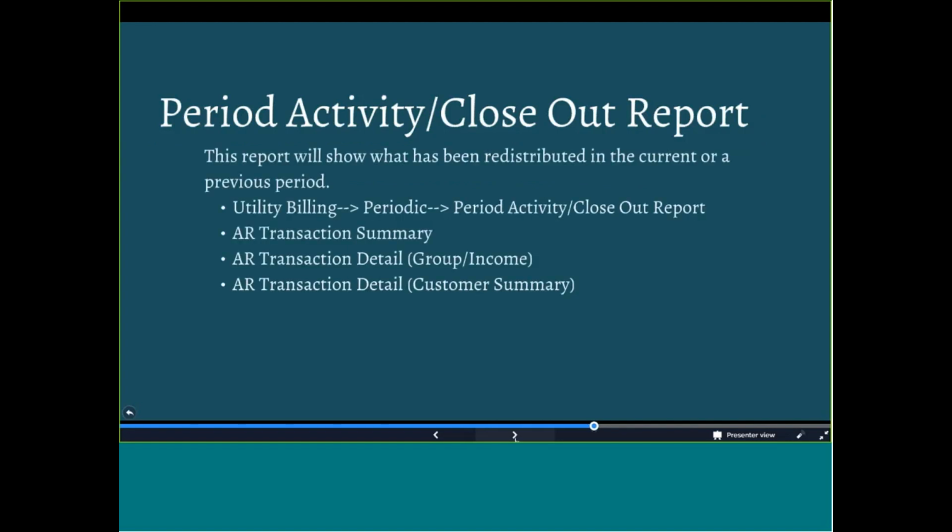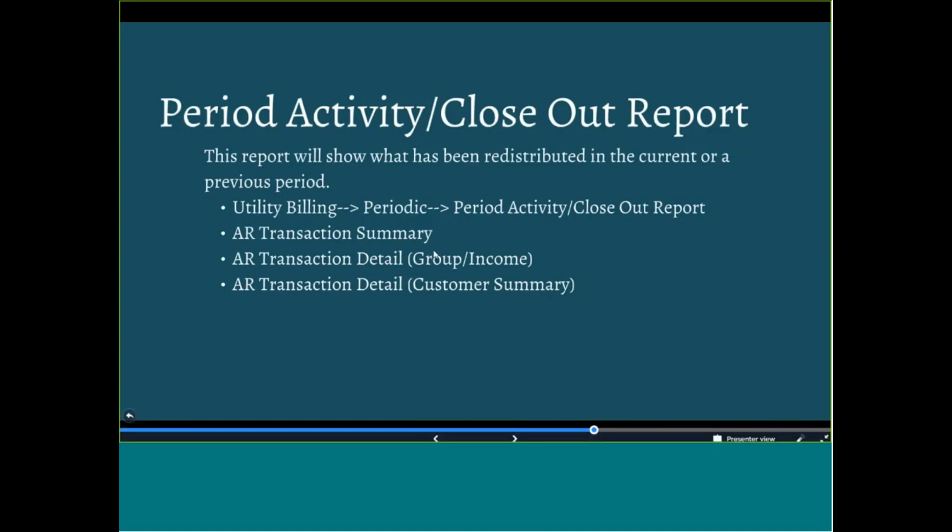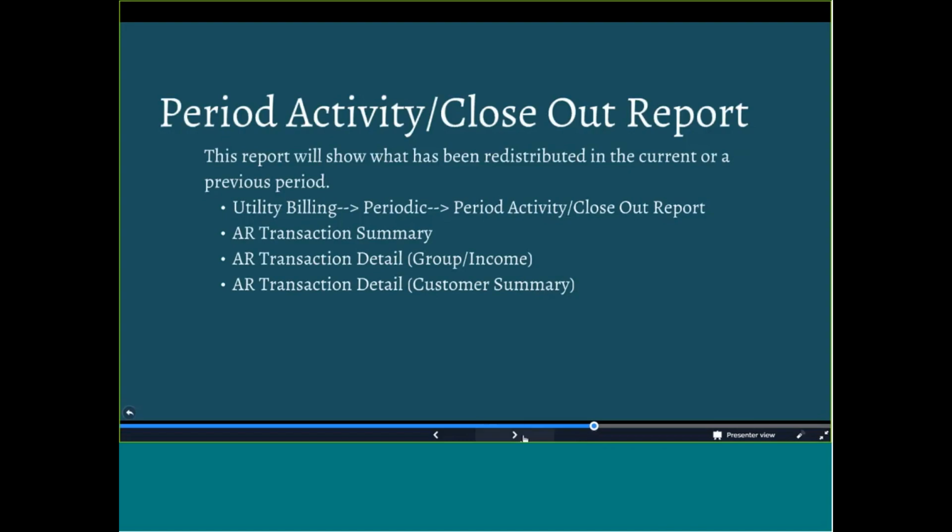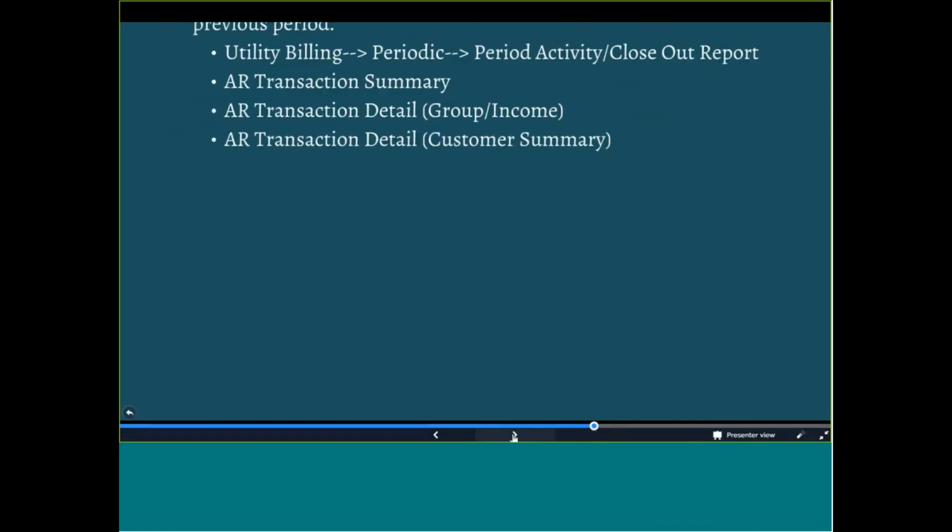The Period Activity Closeout Report. This report will show what has been redistributed in the current or previous period. Utility Billing Period Activity Closeout Report. You have an AR summary or transaction summary. It looks like this here.